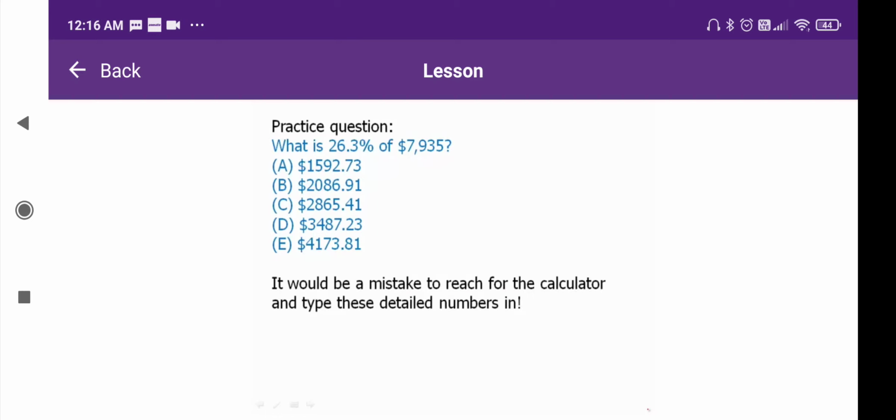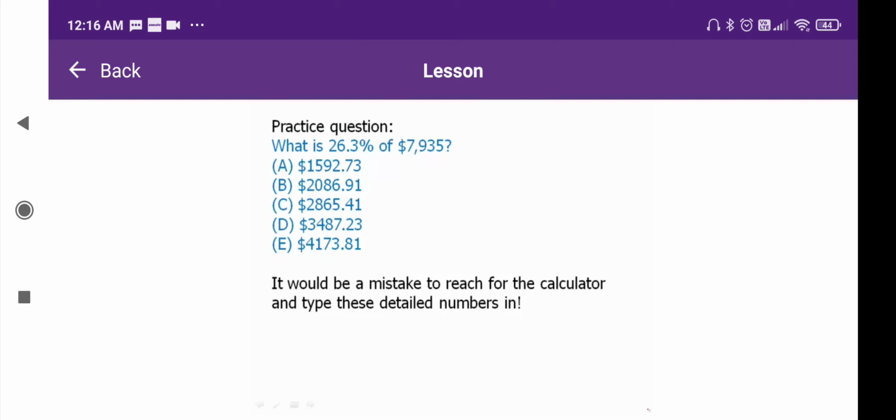So here's a practice question. Pause the video and do this without a calculator. Okay, if you were trying to do that exact, precise calculation without a calculator, that would just be ridiculous. That would be incredibly hard and unnecessary. It would be a mistake to reach for the calculator and type in these numbers as well. This would be a big time sink.